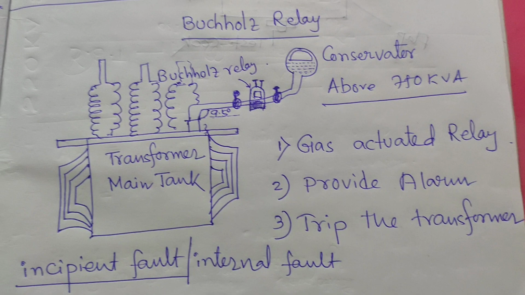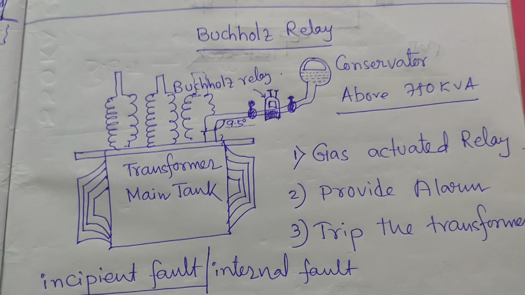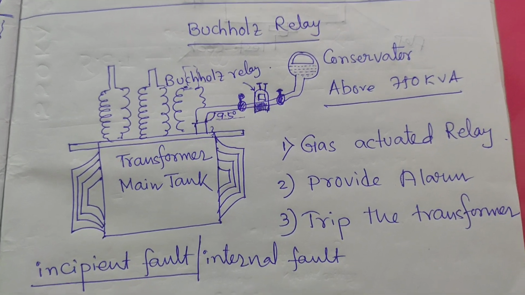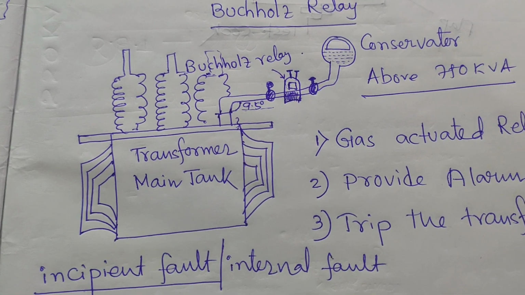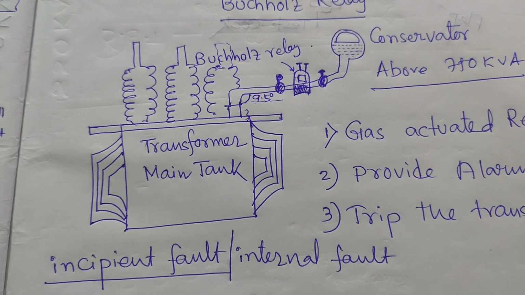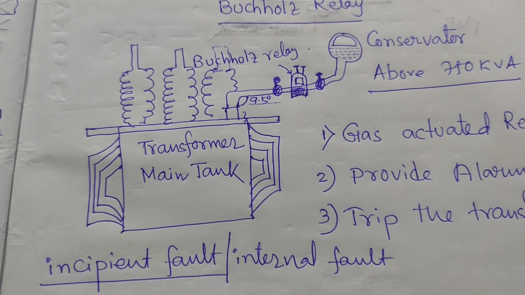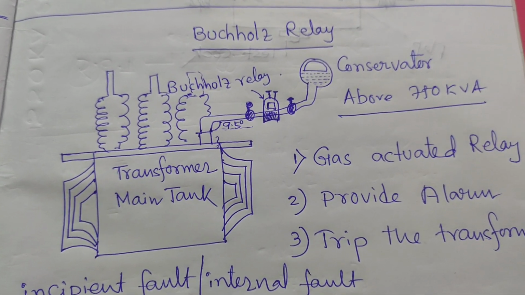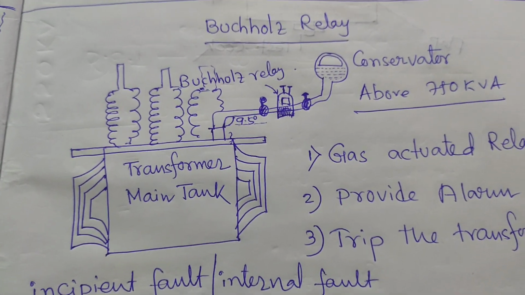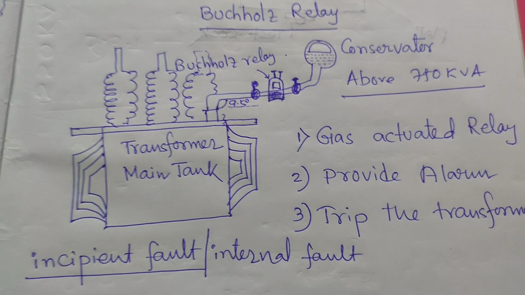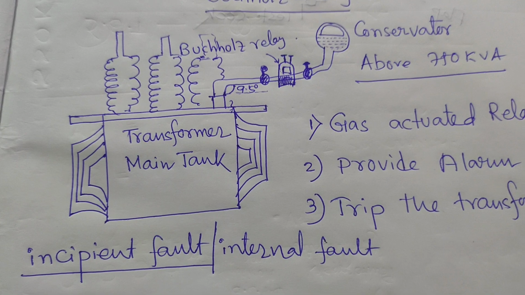Today I discussed about the Buchholz and Wesher relay. What is the function of the Buchholz relay and where it's being installed, and what is the function of the Wesher relay and where it's being installed for the protection of the power transformers and the distribution transformers above the 750 kVA rating. Here I have drawn a power transformer as per the pictorial representation of the transformers.